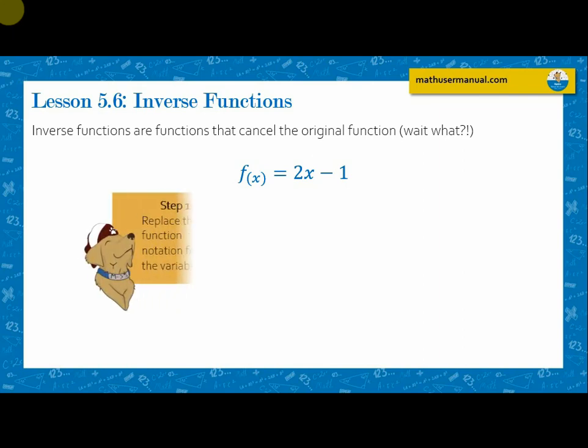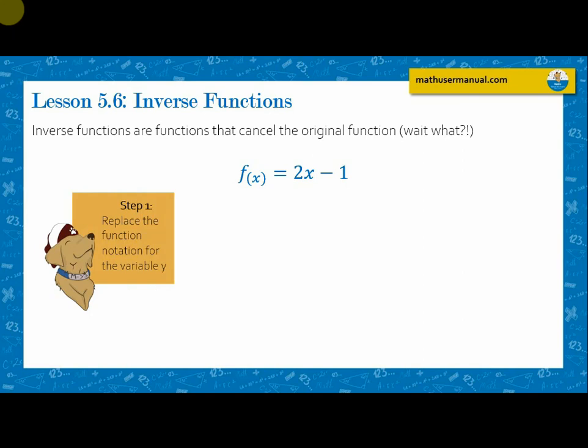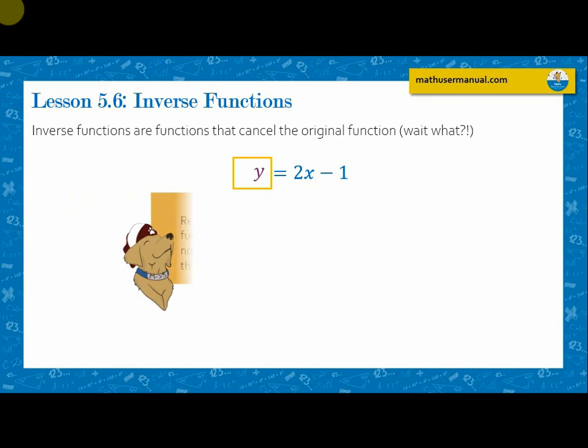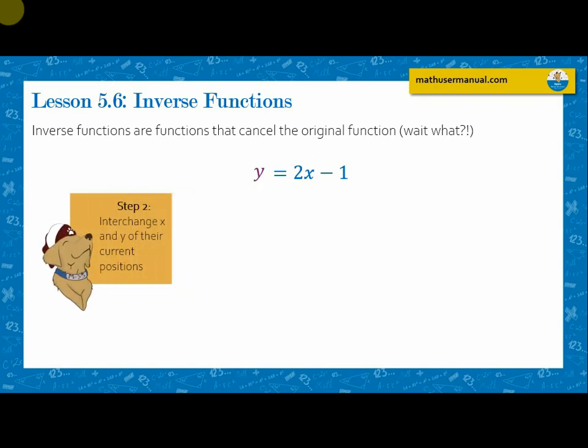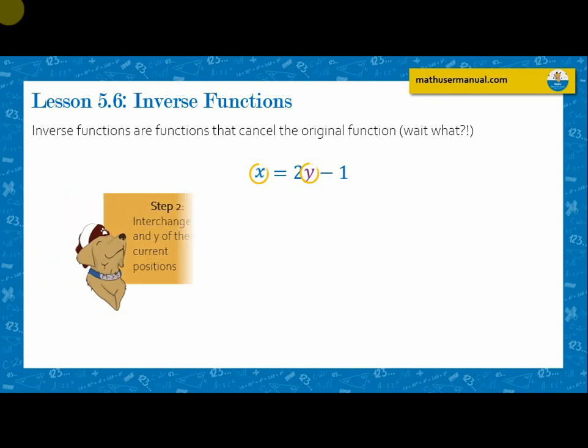And the first step is we need to replace the function notation with the variable y. So in this case, we're going to replace this f of x with a y. That's it. That's step one. Then step two is we have to interchange the x and y from their current positions. So we have x and y here. We're just going to grab them and interchange their positions. And it works with any function, even if it looks like a harder, longer function. It's always this. We switch the x and y positions.